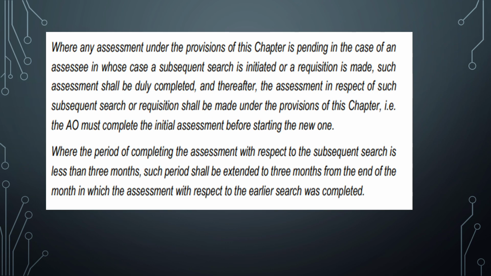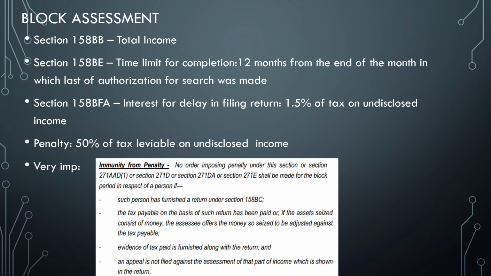And lastly, where in any assessment, for example, the period of completing the assessment in the subsequent search is less than 3 months, then it will be extended to 3 months. One of the options you might get is where the period of completion of assessment is less than 2 months, it will be extended to 3 months, etc. You may get an incorrect option like this, so there are chances of it coming as well. Focus more on these things.